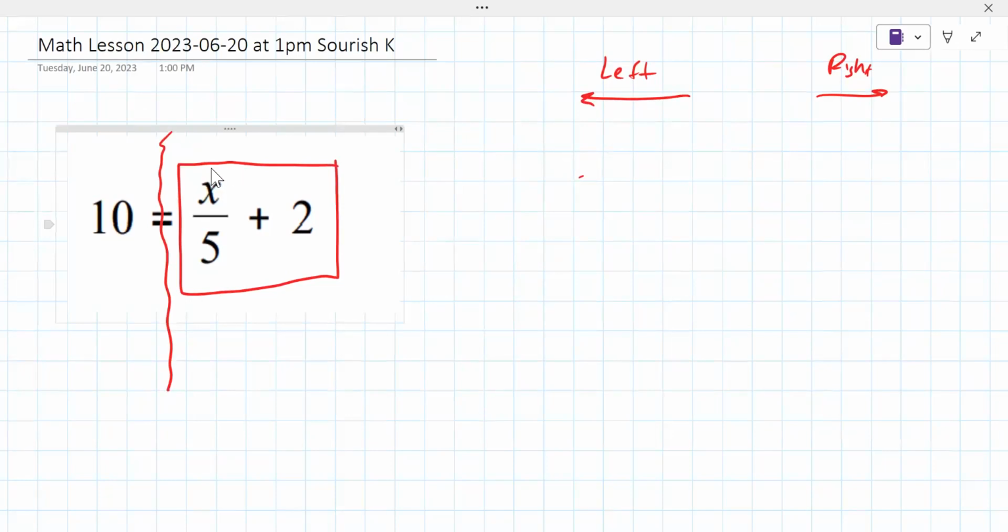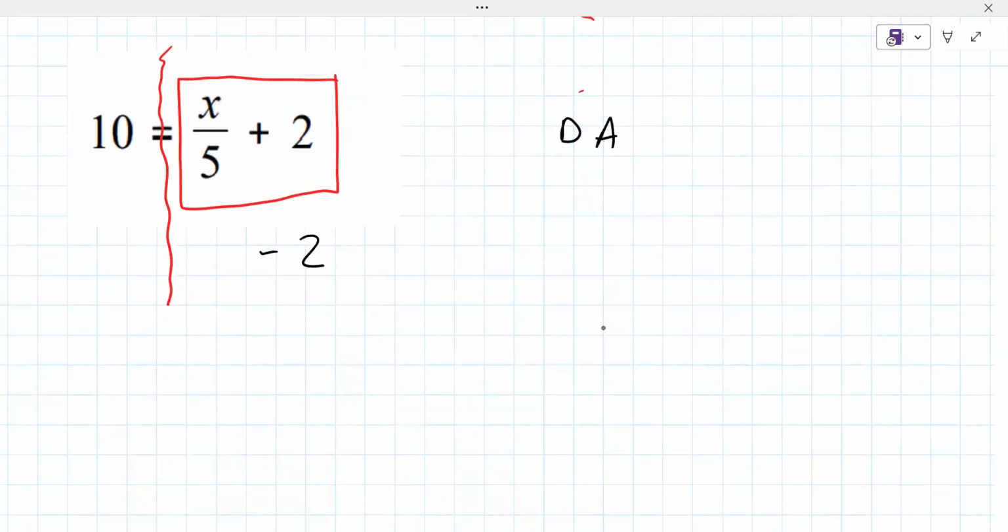All right. When you look at this side, what math operations do you see? The plus sign right there. Okay, so there's addition. Anything else? And there's division. So which do you undo first, division or addition? We have to undo addition. Okay, so we're going to subtract 2 from both sides of the equation. 10 equals x divided by 5.